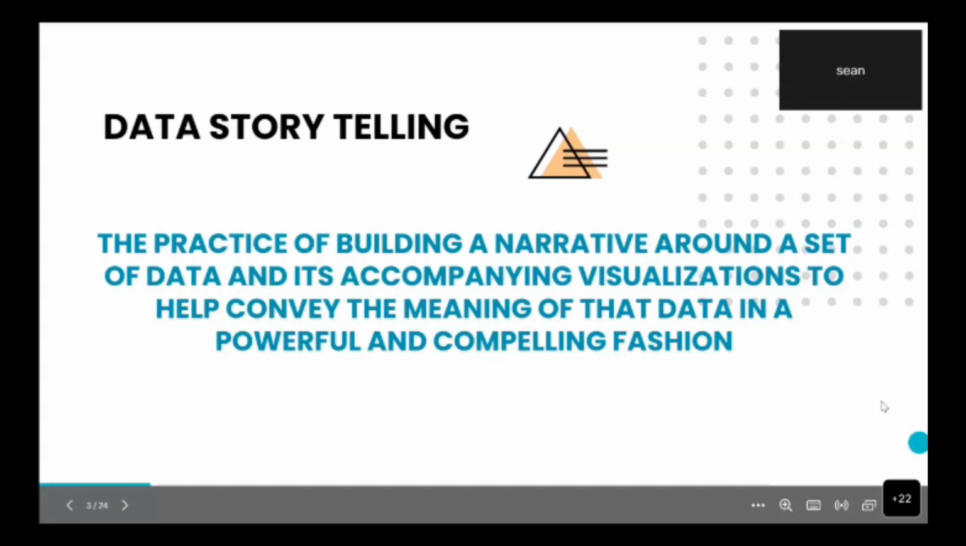What is data storytelling? Data storytelling is basically building a narrative around your data and ensuring that you have the right visualizations. Visualizations here means charts. Those charts that you build, the bar charts, the pie charts, the stack bar charts, the waterfall charts, and to convey the meaning of that data in a powerful and compelling fashion. That is the definition of data storytelling.